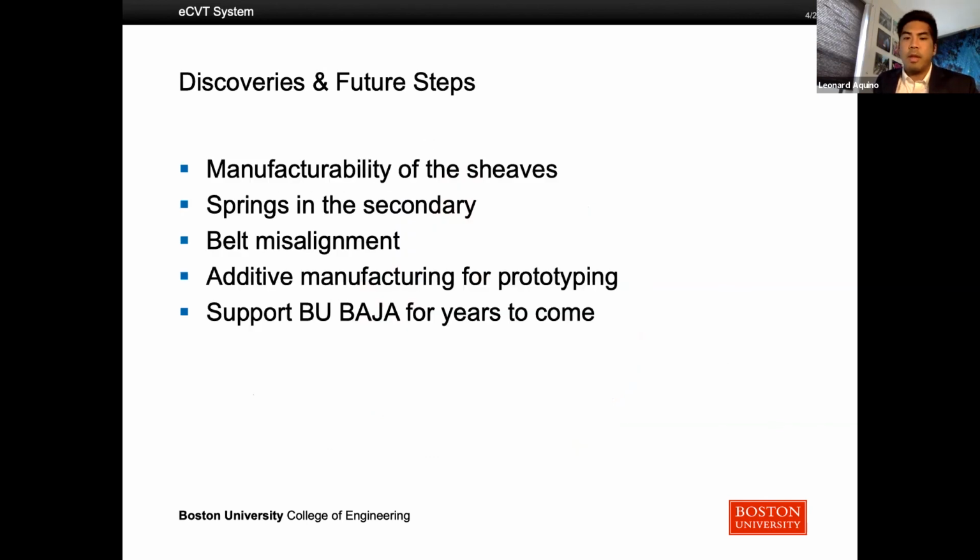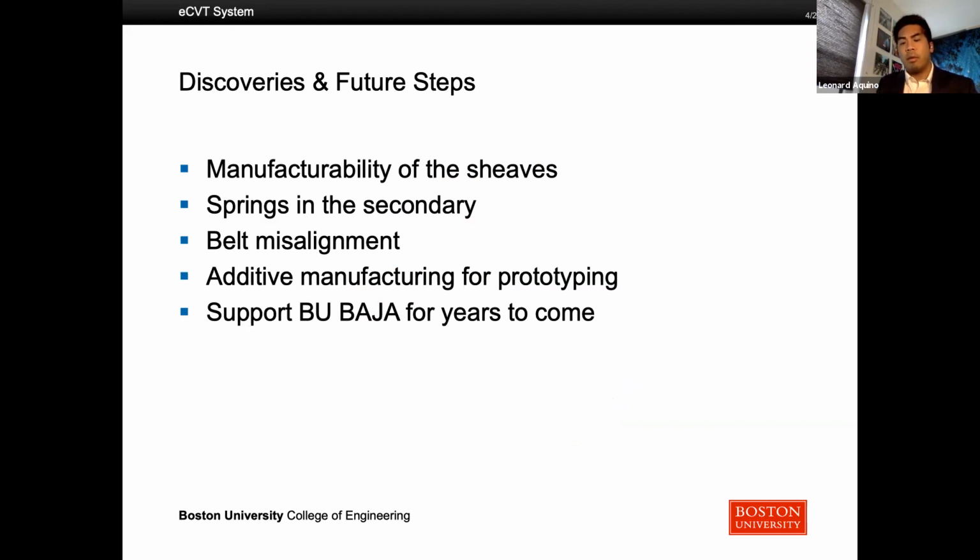So discoveries and future steps, as I've mentioned, the manufacturability of the sheaves was an issue that caused us to pivot towards a 3D printed model. Additionally, it was discovered that the lack of a spring in the secondary pulley led to belt misalignment, which was a safety concern. If the belt misaligns too much, the wheels operating at such a high speed would start to wobble, and this could lead to mechanical failure.